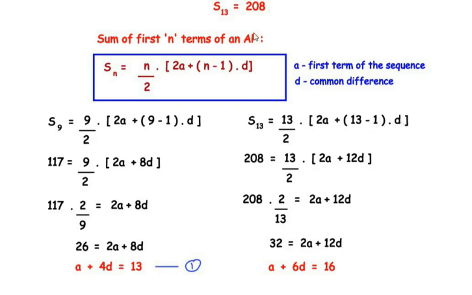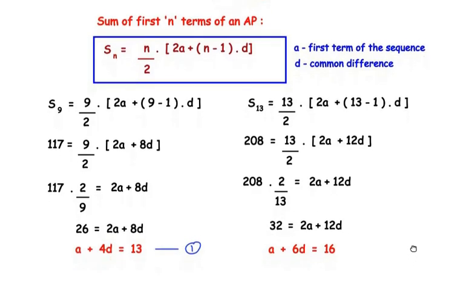Now the sum of 13 terms we have got here is 208. So 208 is equal to 13 over 2 times (2a plus (13 minus 1) times d), which gives us 12d. Now let us take this fraction to the other side of the equal sign. So we get 208 times 2 over 13 is equal to 2a plus 12d. Now the left hand side simplifies to 32, which is equal to 2a plus 12d.